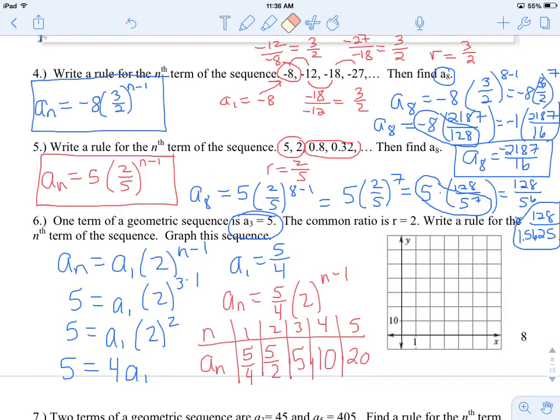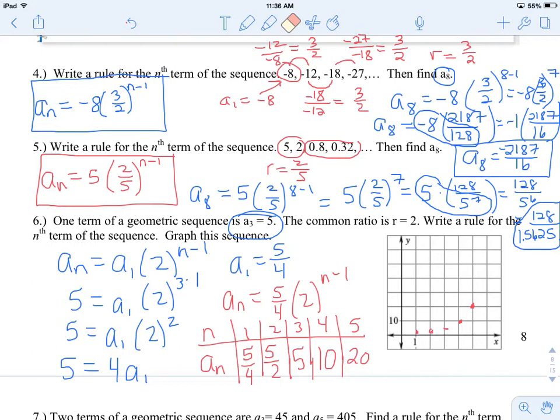At 1, we're at 5/4, which, since they're counting by tens, is virtually on the x-axis. And the next one, 5/2, is 2.5, ever so slightly higher. The next one is 5, so it'd be halfway. And then we're finally at the 10. And then we're at 20.